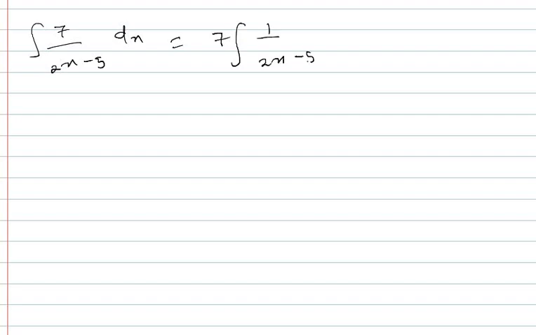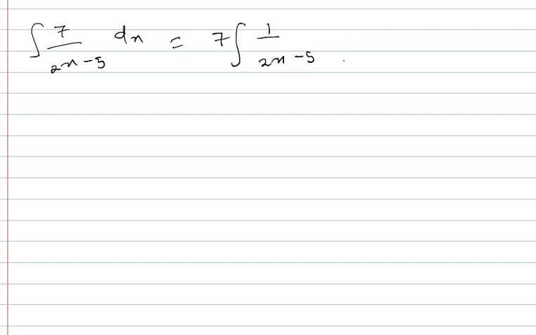So the next question is to find the integral of 7 all over 2x minus 5 dx. From where we can say 7, we can factor out 7, that's equal to 7 integral of 1 over 2x minus 5.